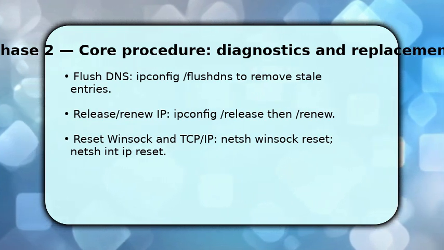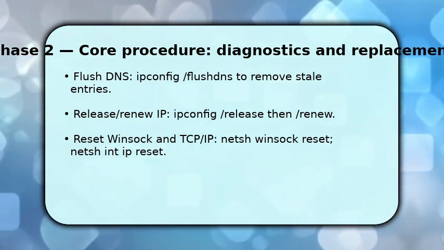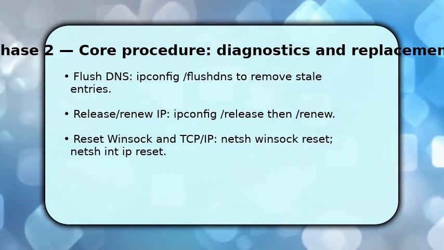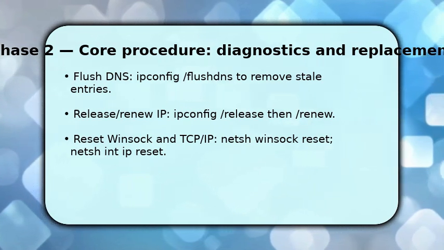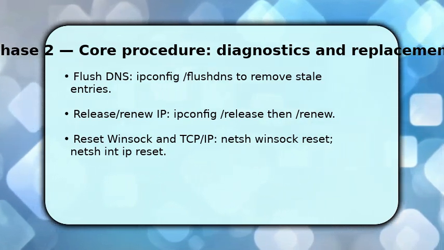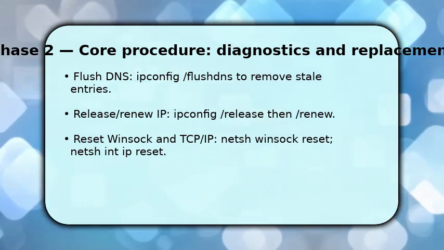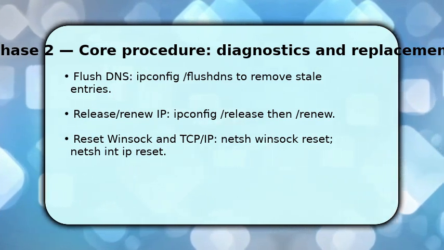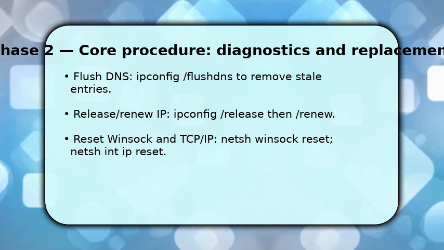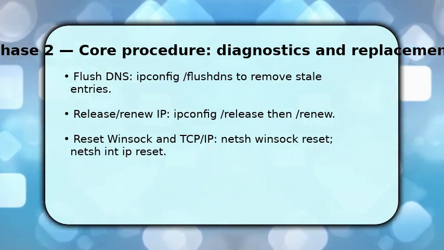Open an elevated command prompt and run ipconfig /flushdns to remove stale DNS entries, then ipconfig /release and ipconfig /renew to force a fresh lease from DHCP. After that, reset WinSock and TCP/IP stacks with netsh winsock reset and netsh int ip reset to repair malformed sockets and routing. Make sure to reboot the computer after these commands so changes fully apply and services restart cleanly.